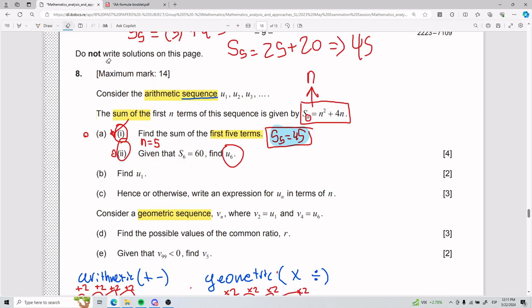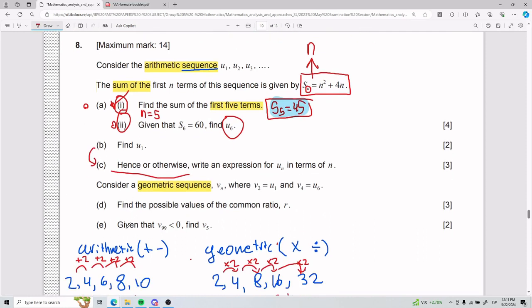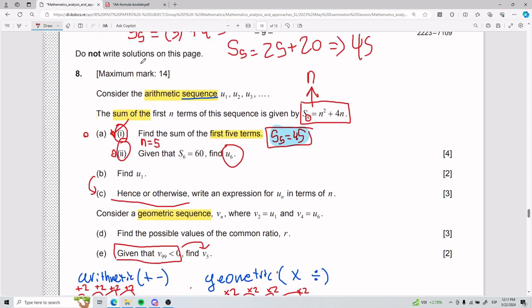And actually, this shows up all over the place. For example, here you have hence or otherwise, so it's telling you that for part B you need to use that. And over here you have given this, and so given this, you're gonna find V5 for part E. Just be on the lookout for the word hence. The IB loves to use the word hence, so just keep it in mind. Anyways, enough blah blah.